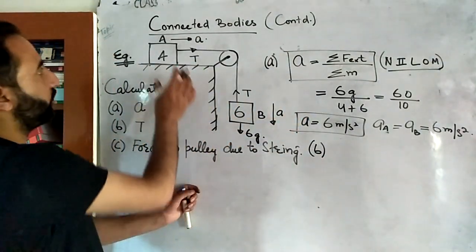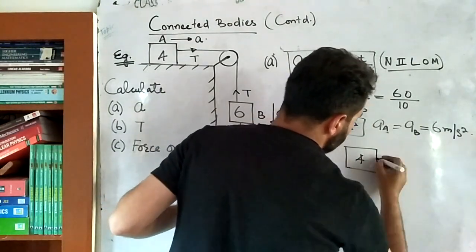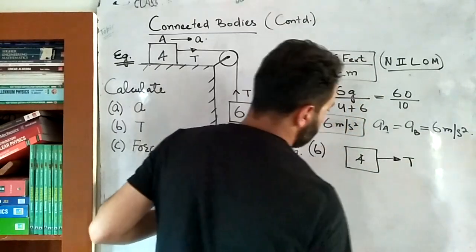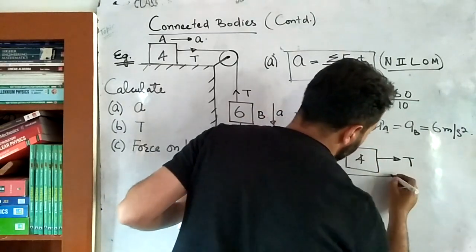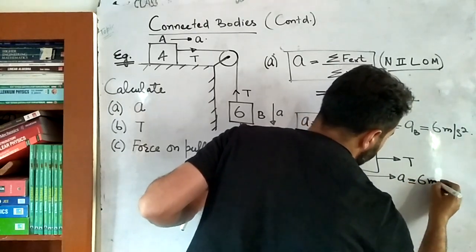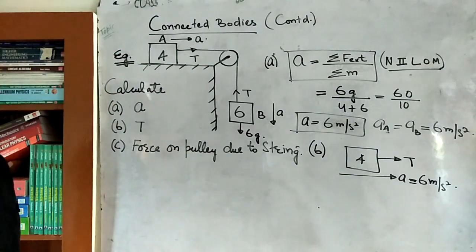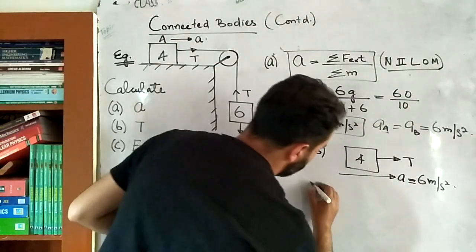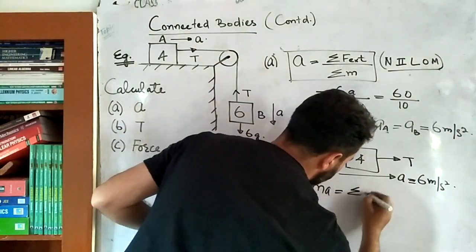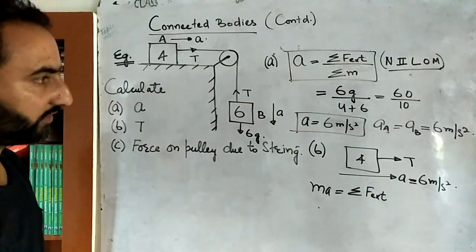So do this. This is block A, its mass is 4 kg. In this direction there is tension in the string T. In this direction it accelerates with an acceleration of a, and that's 6 meter per second square. ठीक है ना बेटा? Okay, so simply again you will use Newton's second law of motion, and that's like this: ma is equal to summation of all the external forces. As simple as that.